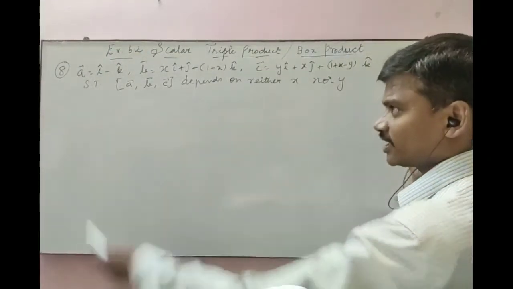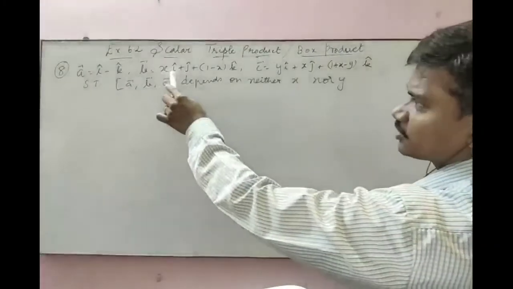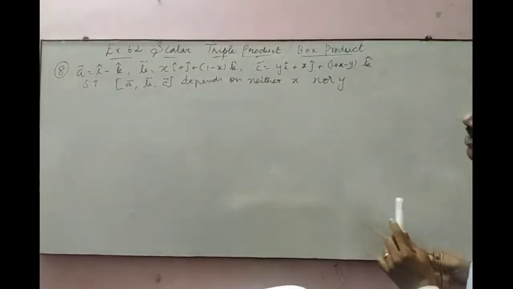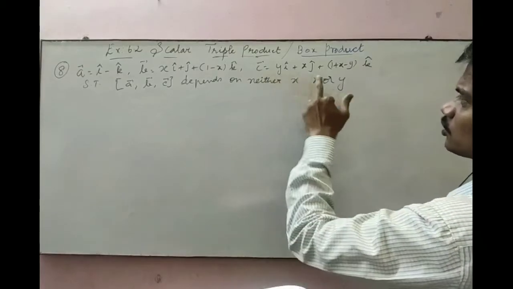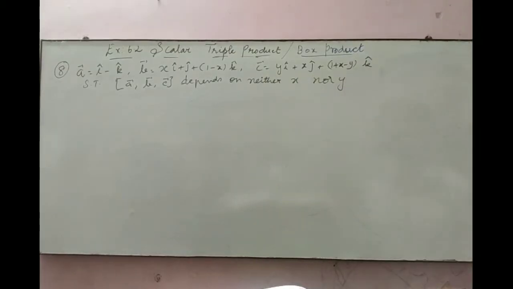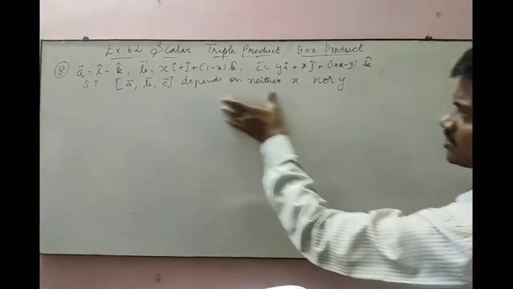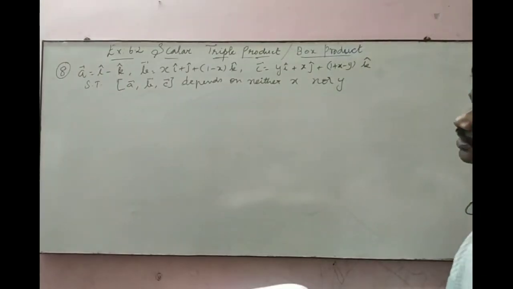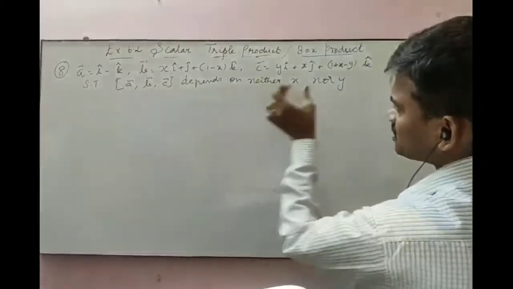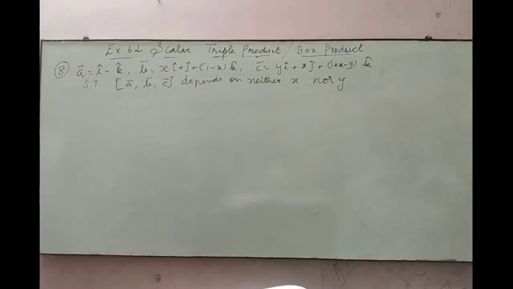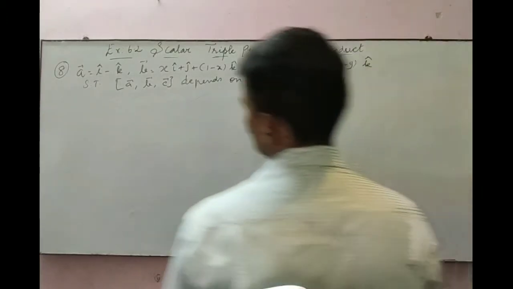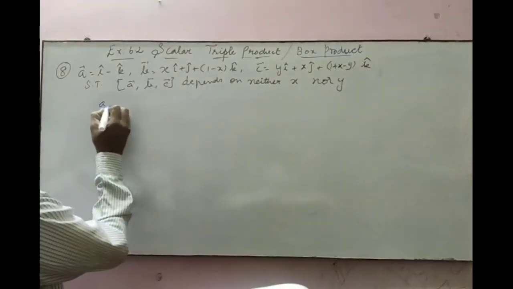In this eighth sum, vector a is i minus j, vector b equals xi plus j plus 1 minus x into k, vector c equals yi plus xj plus x minus y into k. Show that the box product of ABC depends on neither x nor y. That means you have to prove that the box product of ABC does not depend on x and y. So I am going to find the box product of A.